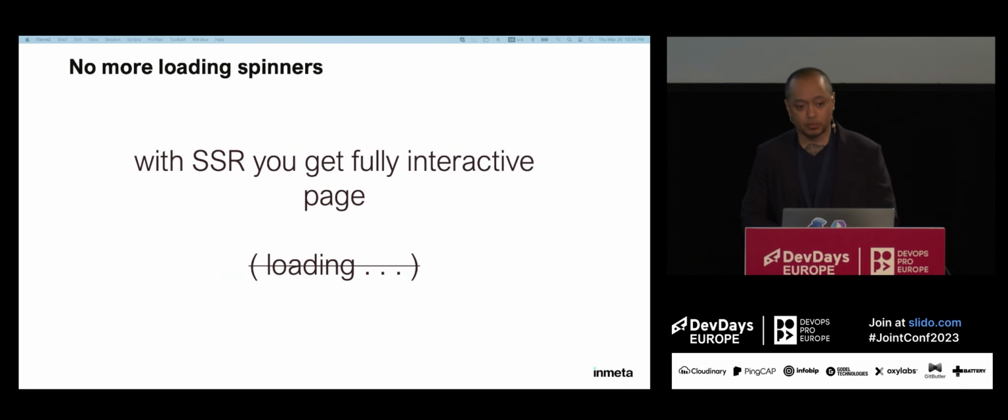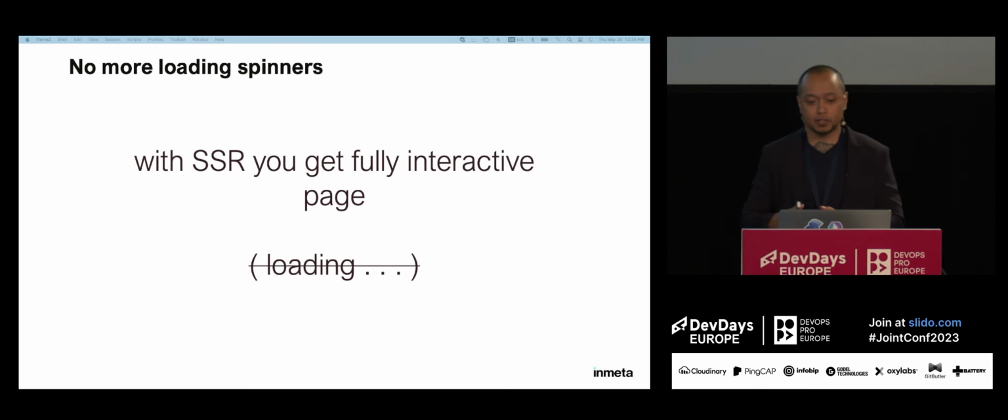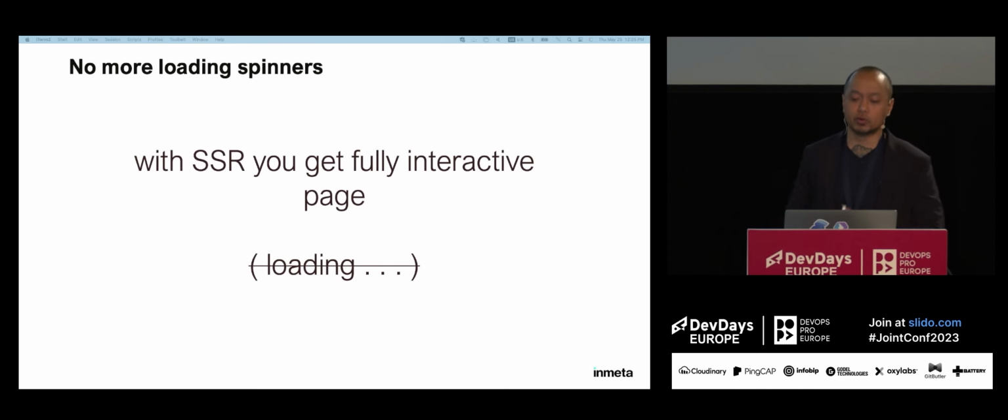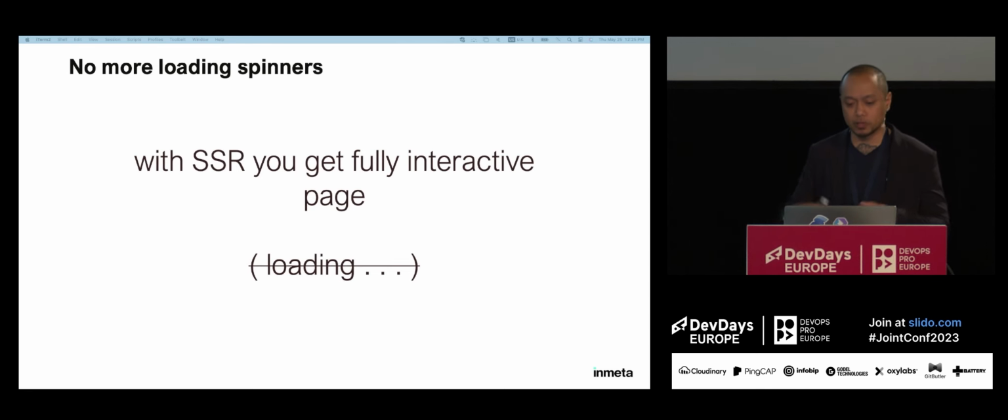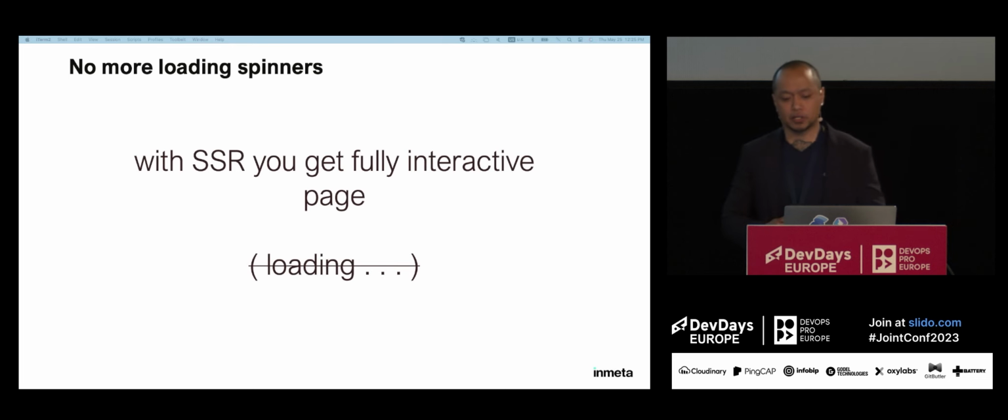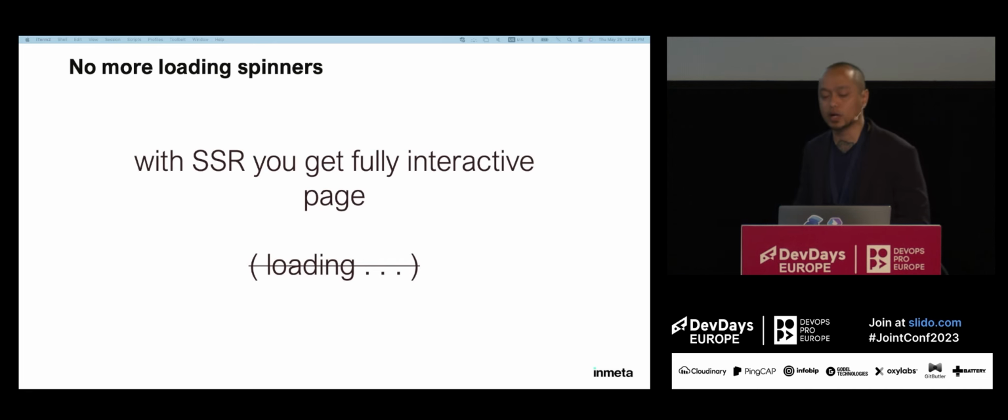And another one, of course, no more loading spinners. If you're using an SPA, that means you have to wait for the server to load the data, right? In the meantime, you need to notify your users by giving them a spinner or loader, right? But here with SSR, you get the fully interactive page without this loading UI, because you have that data instantly.